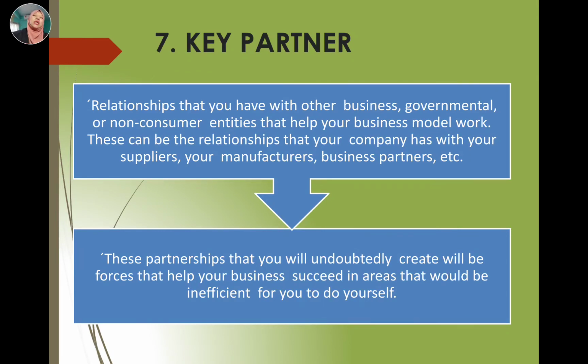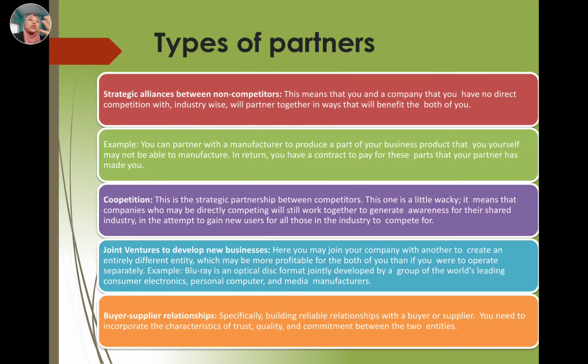Number 7, this is the third last. Key partners. Who are our key partners? What are the relationships with the key partners? Maybe other businesses, the supplier, the government bodies. Without them we cannot operate our business. So key partners are very important and prominent in our business. The types of partners: we have strategic alliances between non-competitors. For example, if we are producing a machine that requires a battery, the battery manufacturer may be our strategic alliance.